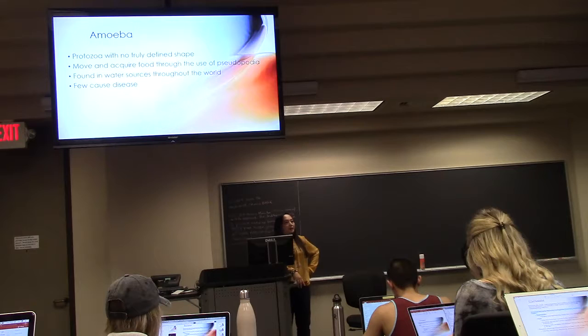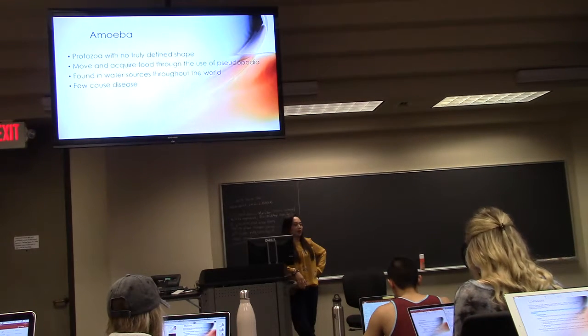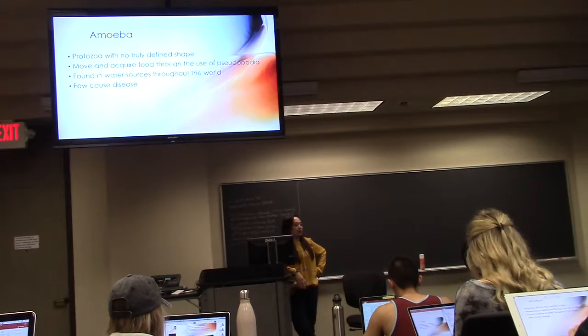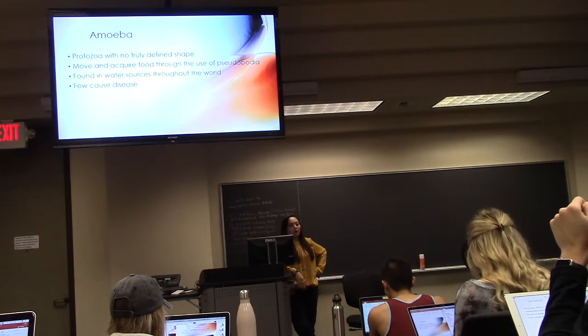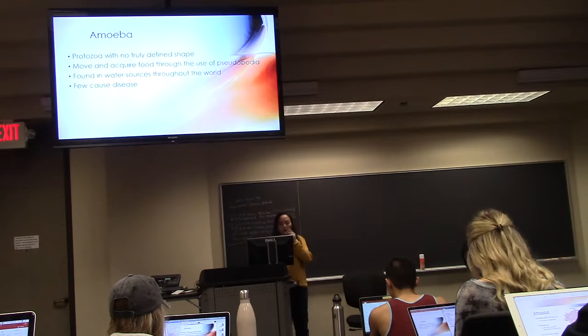So what is an amoeba? This is a type of protozoa that has no truly defined shape. If you see them, they look like big giant blobs. They move and acquire food through things called pseudopods. They're found in water sources throughout the world, usually in warm waters. Few cause disease. There's a bajillion of them, but then you have some that are hardcore disease makers. Those are the few that we'll talk about today.